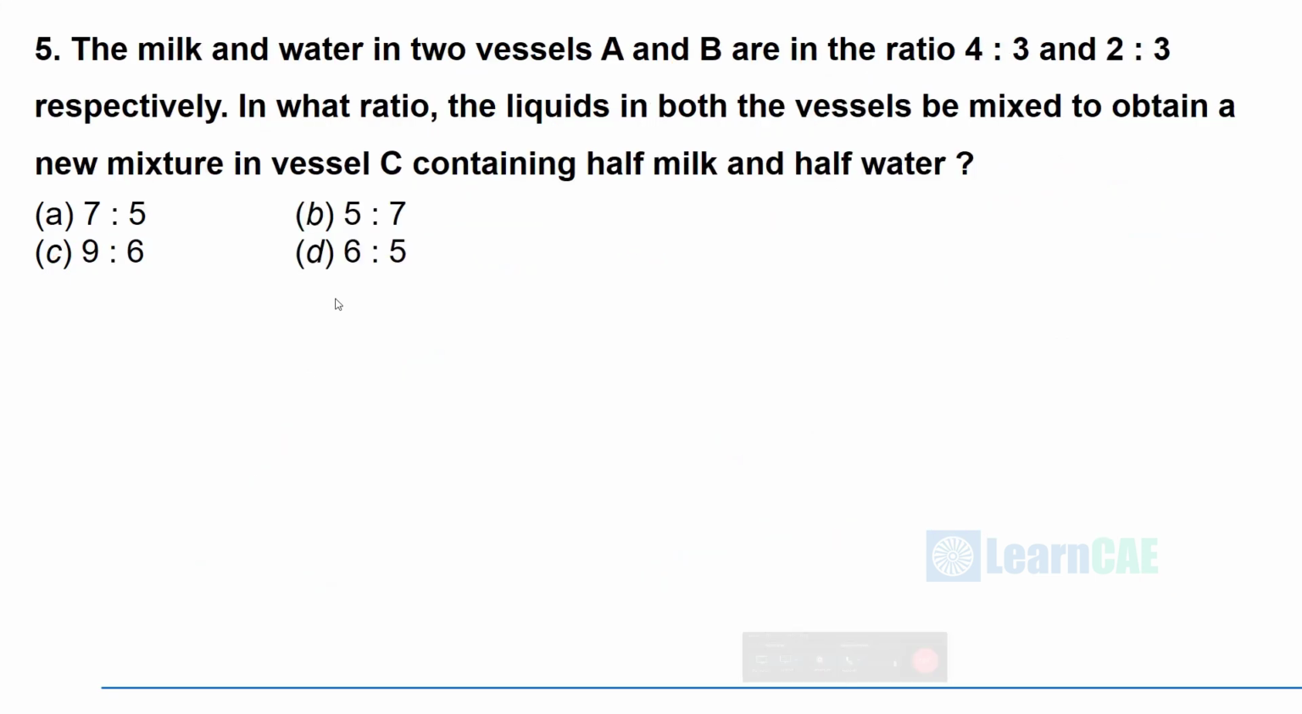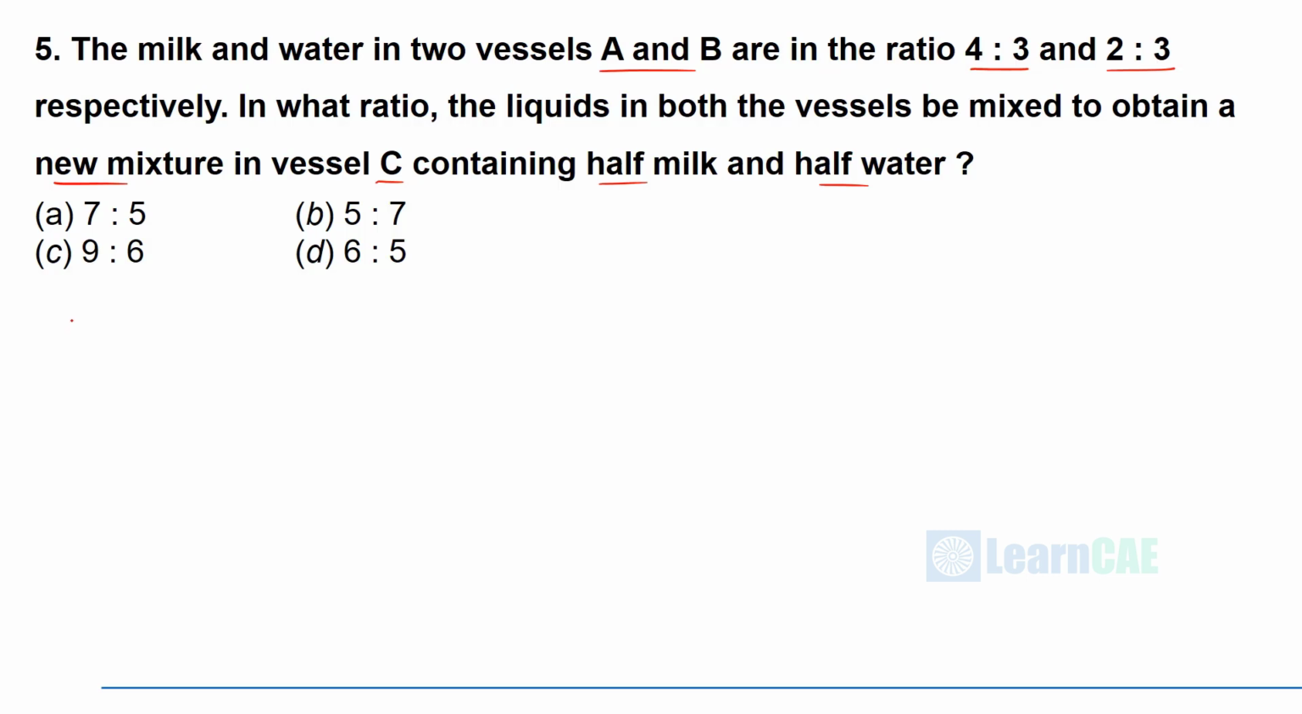Okay. Next question. The milk and water in two vessels A and B are in the ratio 4:3 and 2:3 respectively. In what ratio the liquids in both the vessels be mixed to obtain new mixture in vessel C containing half milk and half water? Okay. Here there are two vessels containing mixture of milk and water in the given ratios. Now we have to take some amount from vessel A and some amount from vessel B and mix it together such that the new mixture will contain half milk and half water. Okay. We shall solve this question by two methods. The first one is conventional method and the next one is through alligation method, and find out the answer.